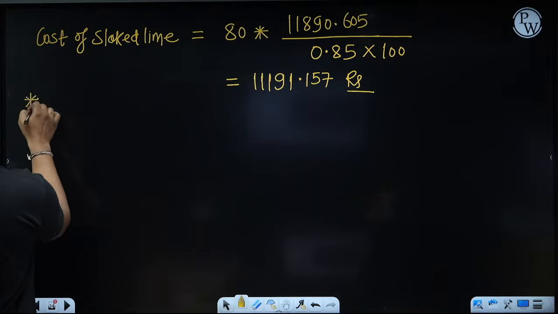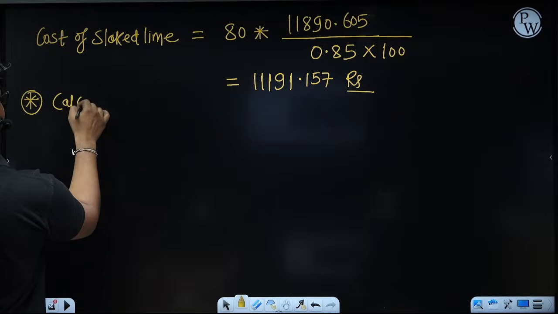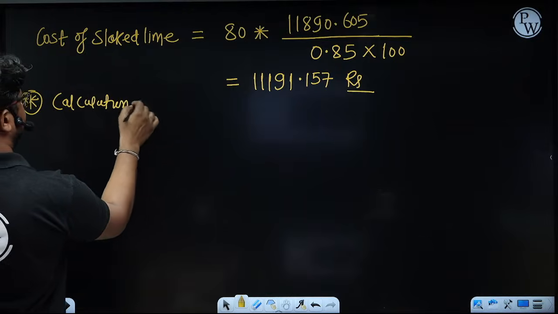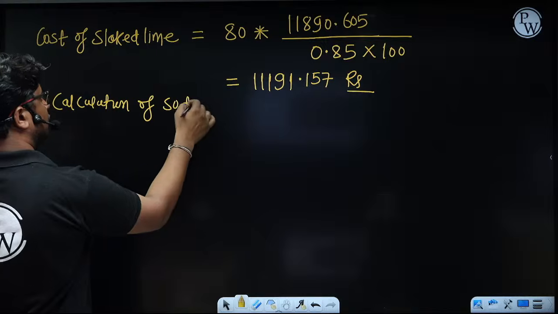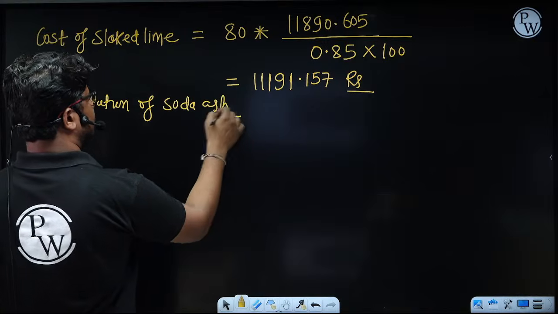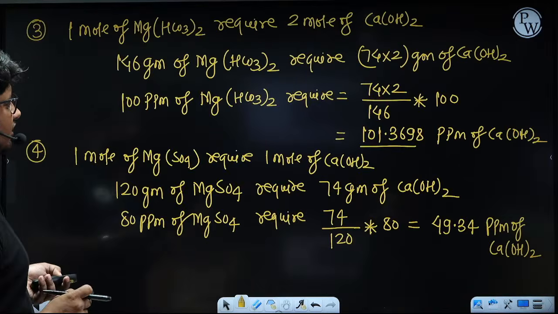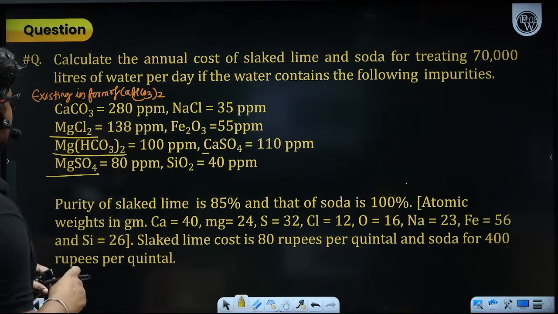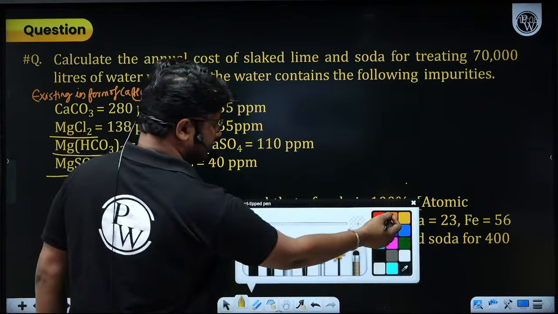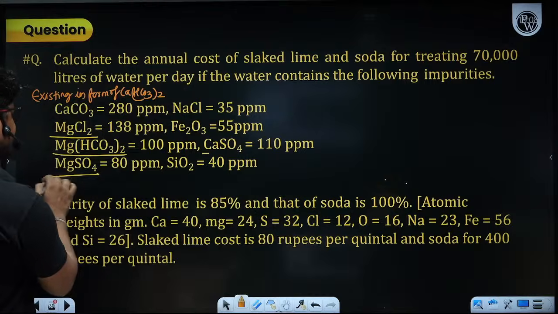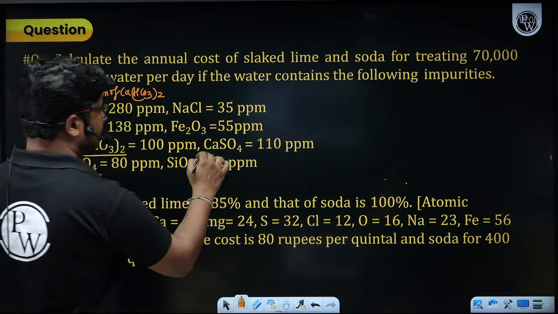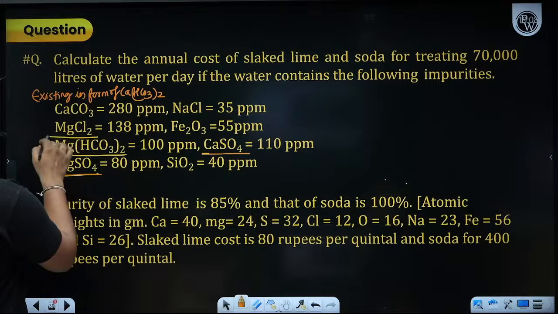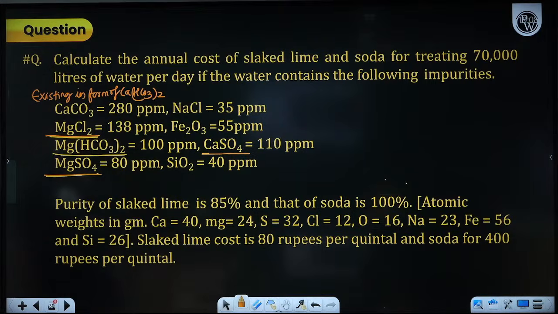Now the next one is the calculation of soda ash. Soda ash will be required for MgSO4, it will be required for CaSO4, it will be required for MgCl2. Am I right? Only for these three. And what is the soda ash molecular mass?